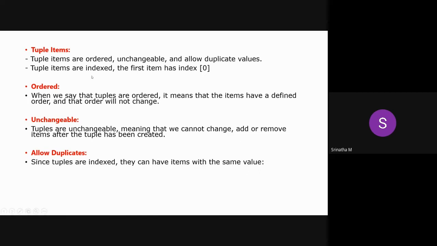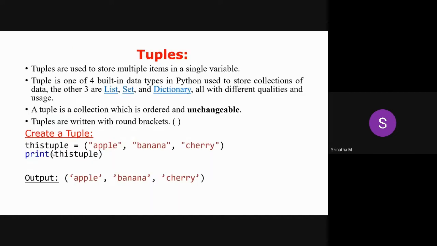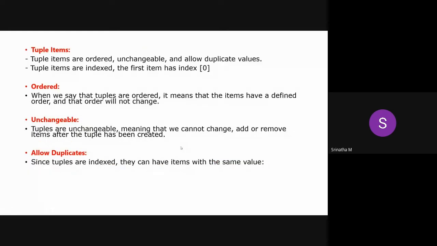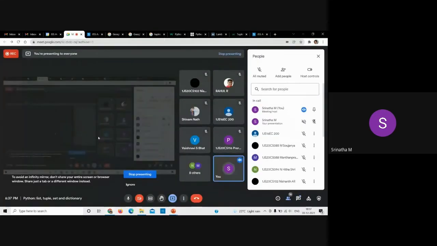Next, tuple items are indexed. You can access the first item like this: the name of the tuple with square brackets and the index number, like 0, 1, 2, 3 up to n. When we say tuples are ordered, it means the items have a defined order and the order will not change. Once you place an item, this will be tuple of 0, this tuple of 1, this tuple of 2, like in a list. The order won't change. So the items you cannot change.